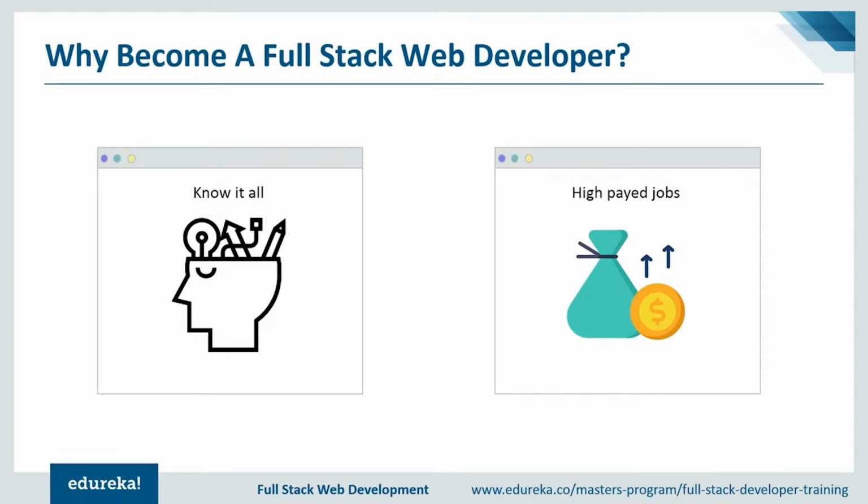Apart from that, a full stack developer is highly valued in all parts of the world. In the US, the average salary of a full stack developer is over $110,000. Not only in the US, all around the world, full stack developers are in high demand. Now that you have a basic understanding of what a full stack developer is, let's dive deep into how to become a full stack developer.